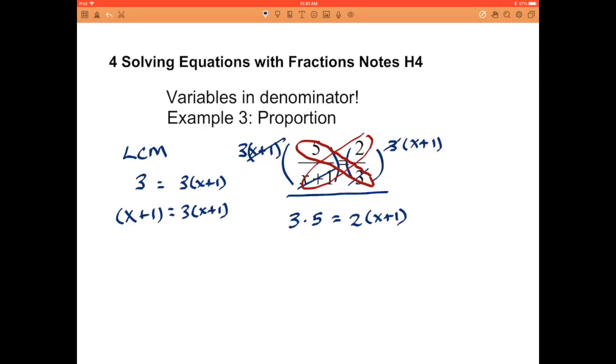All right, so what we're going to do here, just go ahead and finish out the problem. This is back to basic algebra 1 now. We've got 15 is going to equal 2x plus 2.